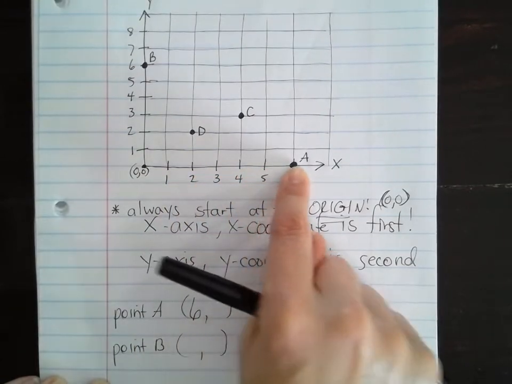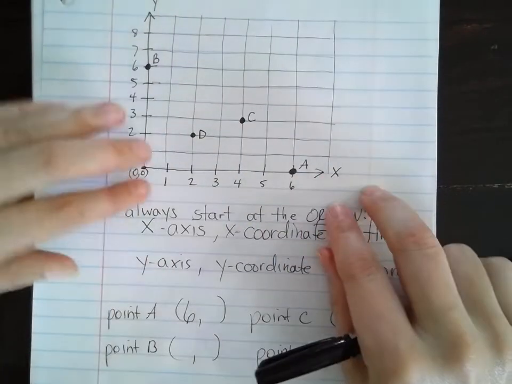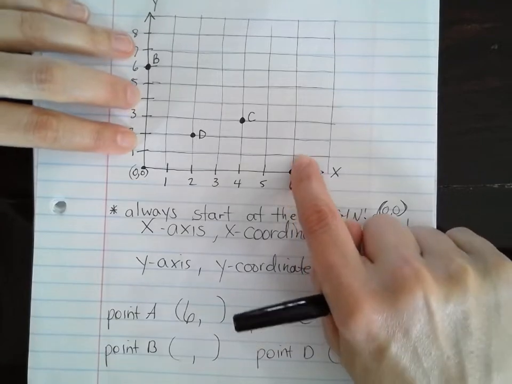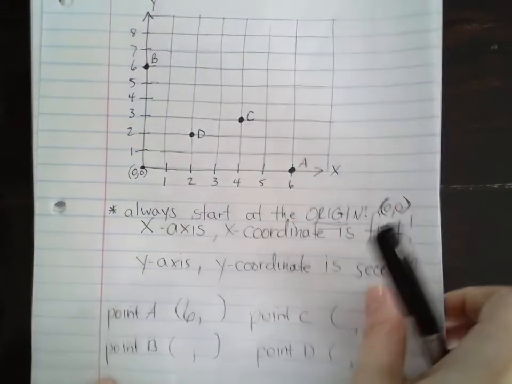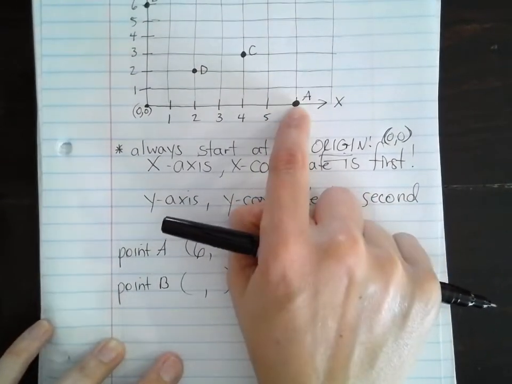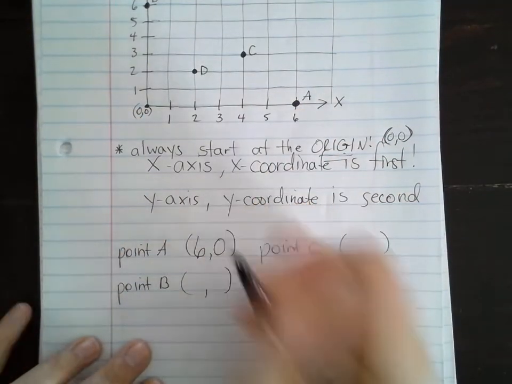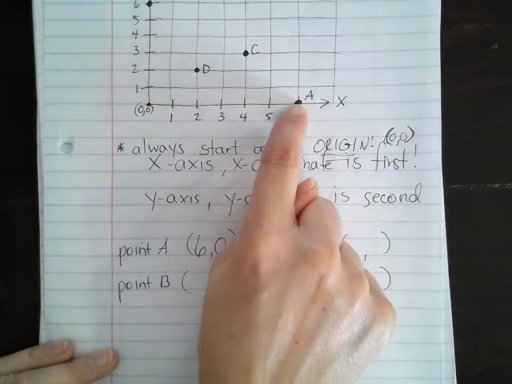Now, for the y, we would be moving up because the y-axis is over here, so we have to stay over here at the 6, and we're going to be traveling up. But the problem is, what do you notice? What would be the y-coordinate for point A? If it doesn't move anywhere, what's the coordinate? It would be 0. So point A's coordinates is 6, 0, because it doesn't move up any, okay?